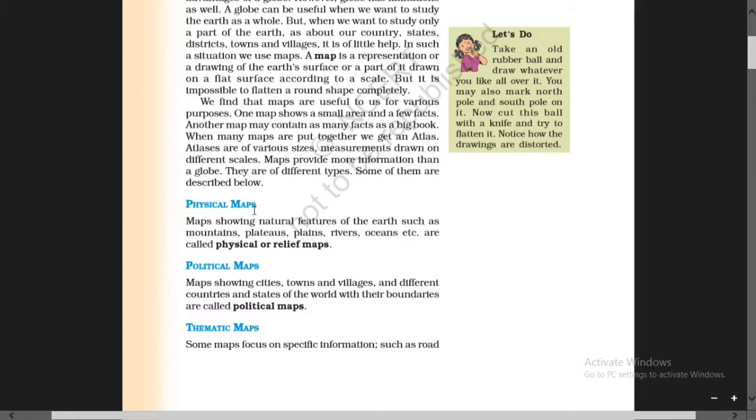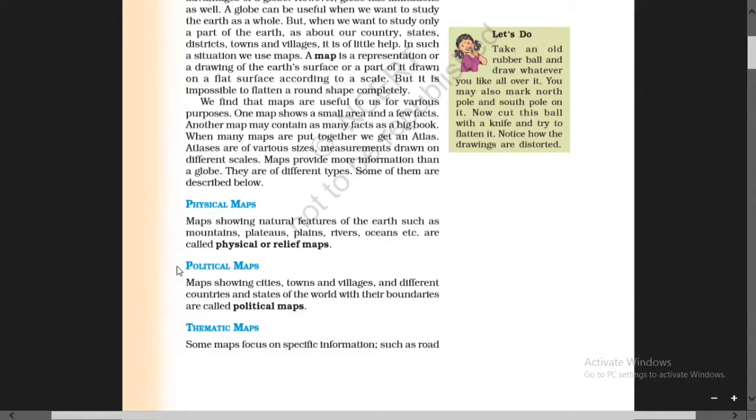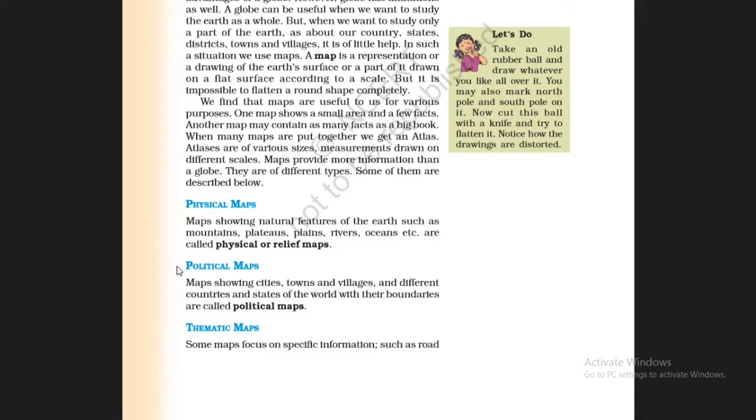Physical maps. Maps showing natural features of the earth such as mountains, plateaus, plains, rivers, oceans, etc. are called physical or relief maps. Those maps which show us natural features of the earth, like mountains, plains, plateaus, rivers, oceans.